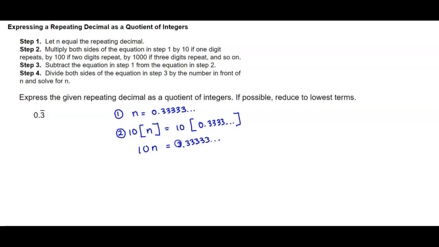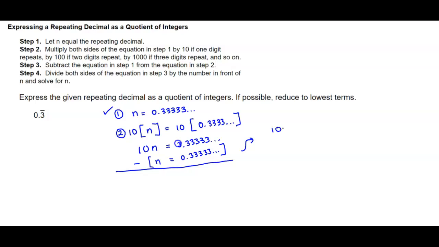Now, in the third step, it says to subtract the equation that we found in step 1. This is the equation from step 1, and we're subtracting this equation. So basically we're subtracting the equation n, which is equal to 0.3333 with those continuation dots. When we subtract, we're multiplying by a negative number. So I'm going to continue this step over here with the proper signs.